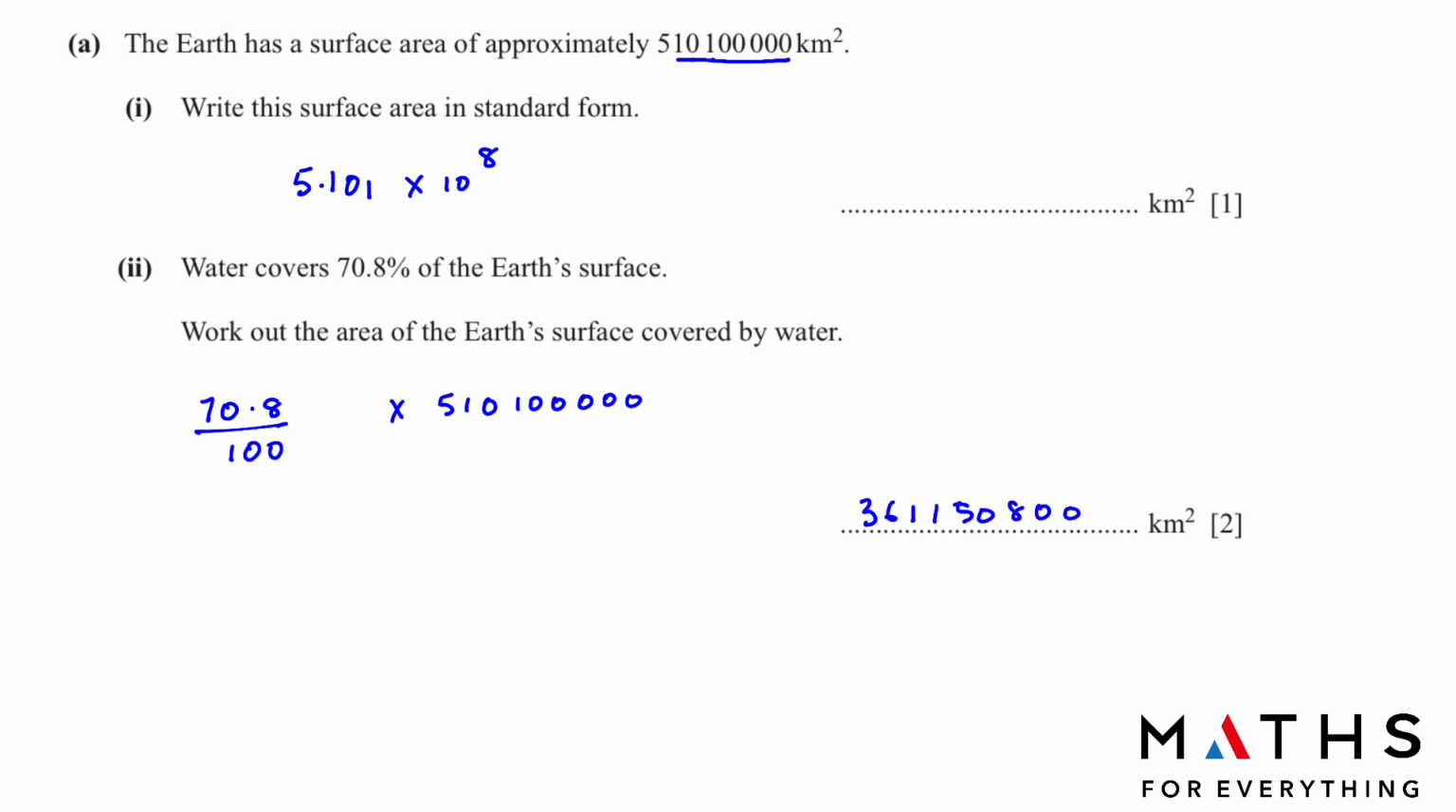361150800. The other way is in the calculator you can write 70.8 and then there is a percentage button above the bracket. So shift that percentage bracket. "Of" means multiply. And we can just write this also if that seems convenient to you. Whichever way, you will get the answer.